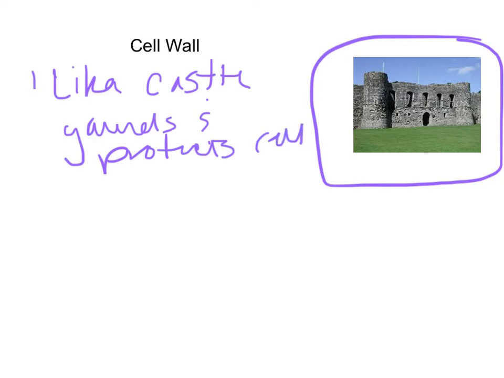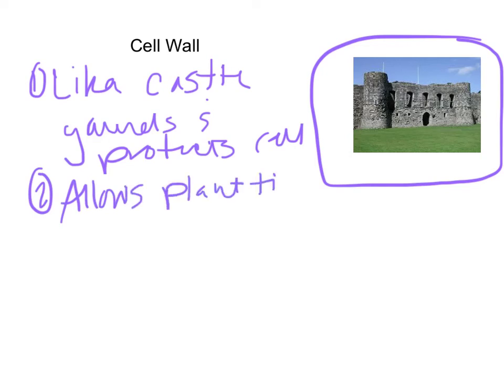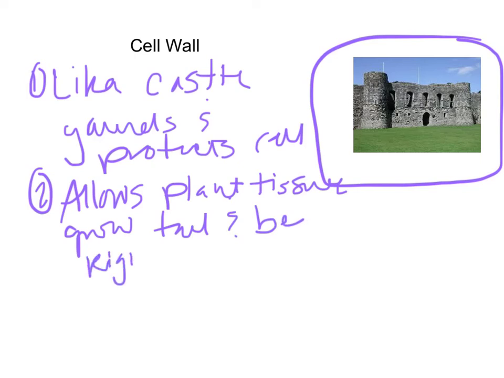It also allows plants, or the tissues, we'll say plant tissue, to grow tall and be rigid. So they can stand up and be stable in an environment outside. So I like to think of it kind of like the castle wall that protects and guards the plant cell.